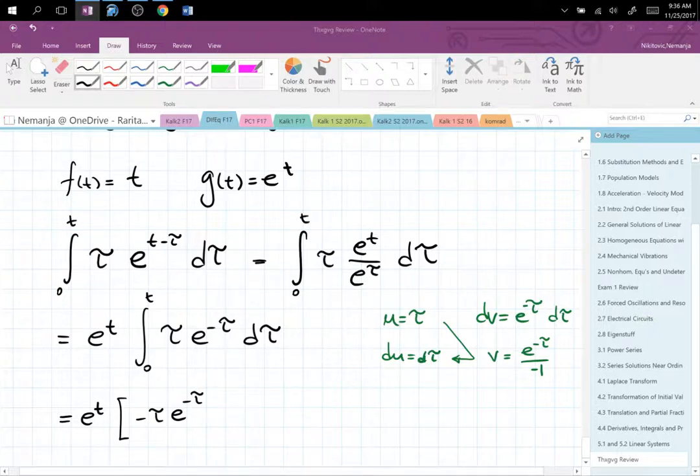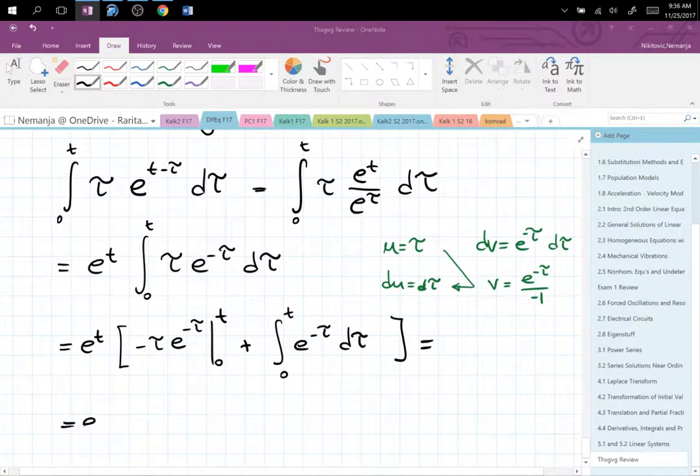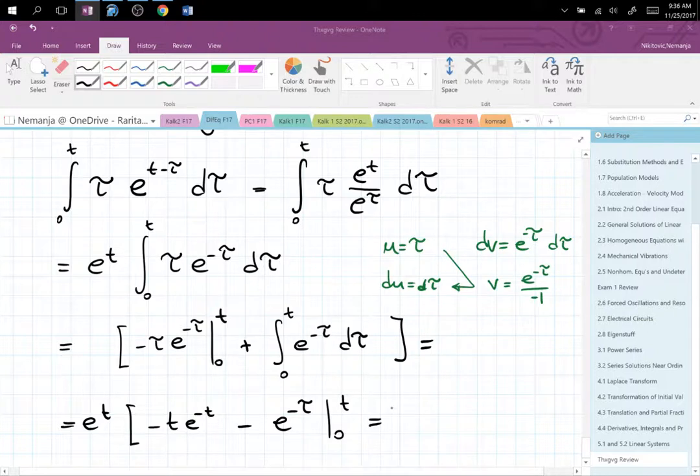You gotta use those. So 0 to t. And then minus, and the minus gives you plus over here. And you have still the integral of e to the negative tau d tau, again 0 to t still on the integral. So now you have e to the t. When you plug in your t, you get negative t e to the negative t. Then you plug in 0, the term dies. And then minus e to the negative tau from 0 to t.